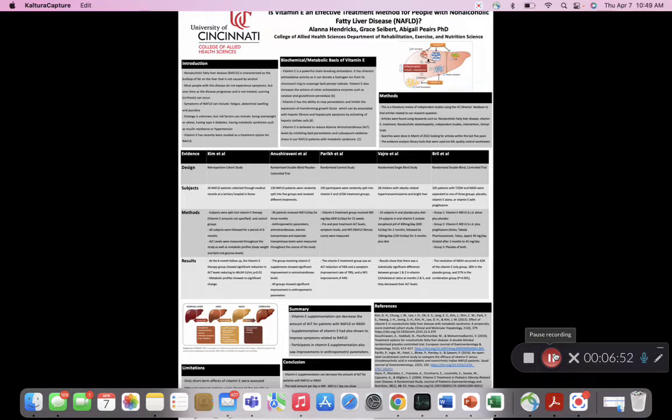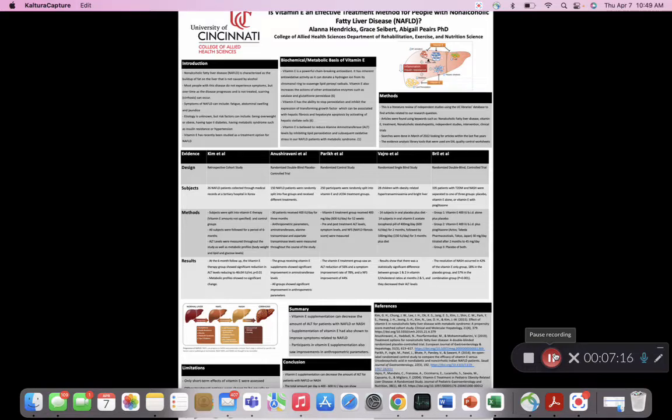When the results came out, they saw a statistically significant difference between groups 1 and 2 in the vitamin E and cholesterol ratios. And at 2 to 5 months, they also saw a bigger difference there. And they also saw a decrease in the ALT levels.